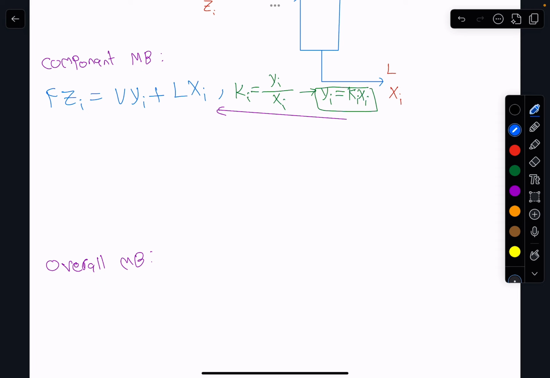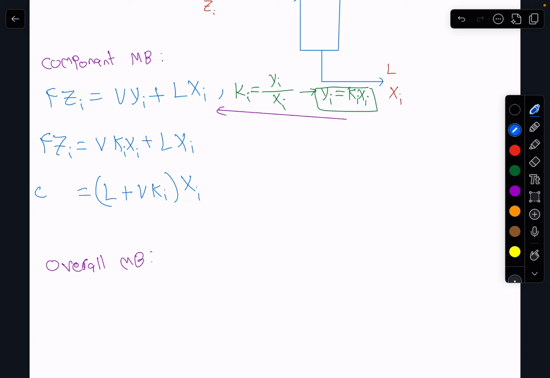So the equation will become F Zi equal to V Ki Xi plus L Xi. And now we are going to write it in terms of Xi as a common factor: L plus V Ki, times Xi, equal to F Zi. So Xi equals F Zi divided by L plus V Ki.